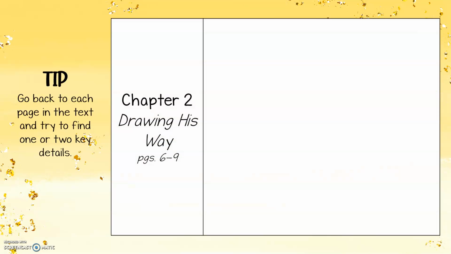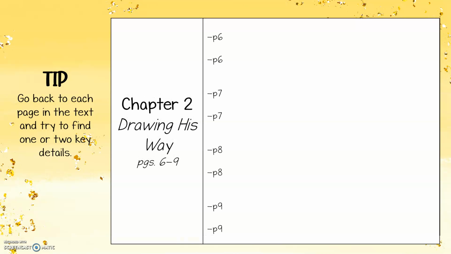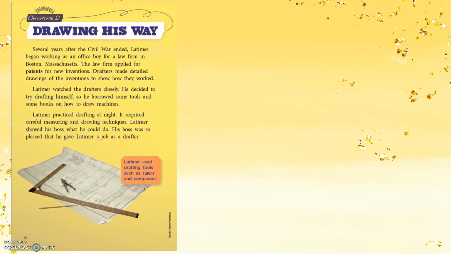So I have a tip. When I go back to summarize a chapter and get important information from a chapter, I think that I should go back to each page and try to find one or two key details. So I'm going to organize this section of the graphic organizer by page, and I have two things for each page. So I'm going to start with page 6, because chapter 2 starts on page 6. And I've included the chapter page 6 here so you can reread if you need to.